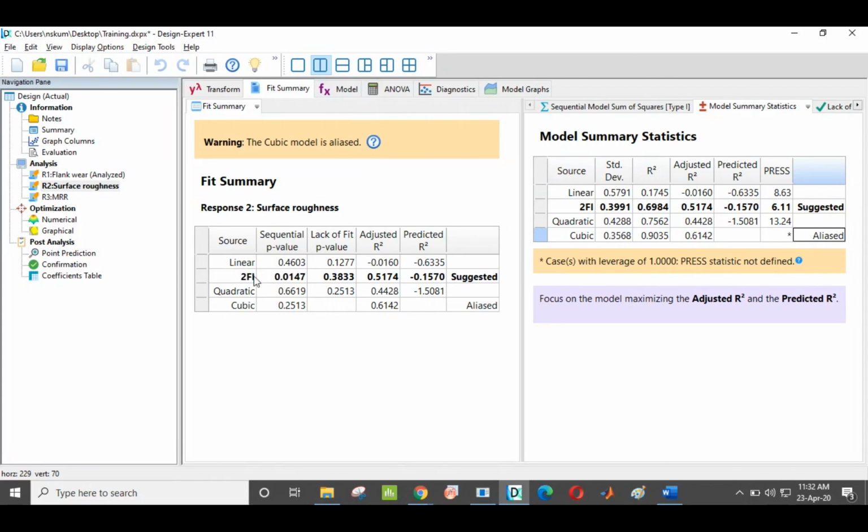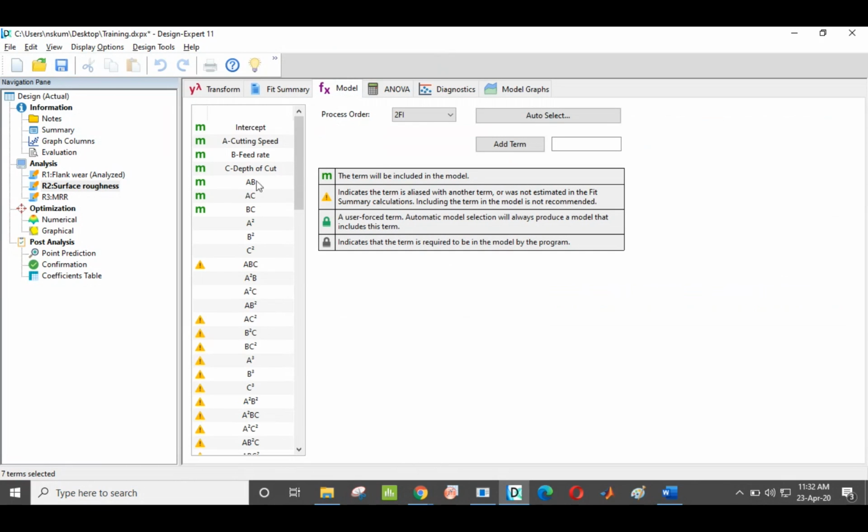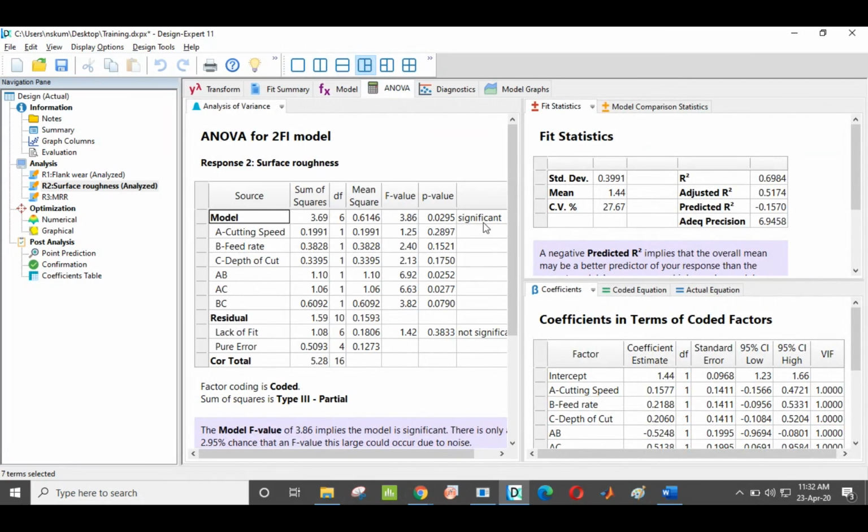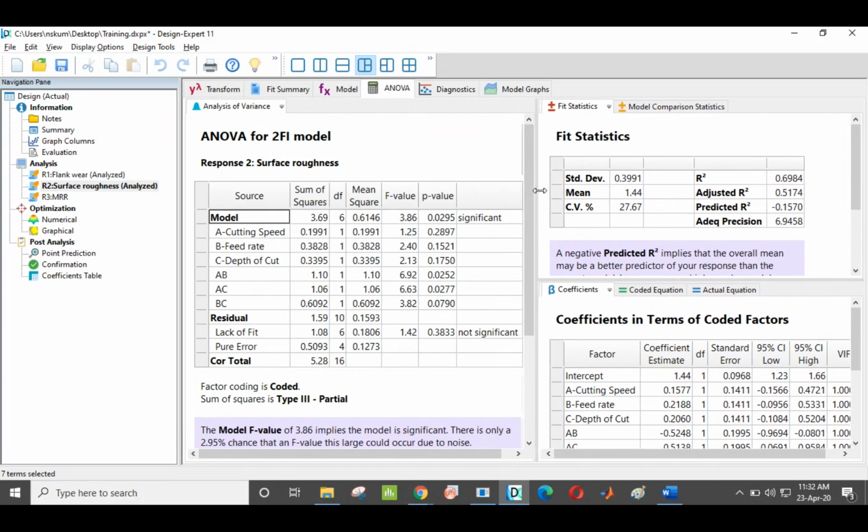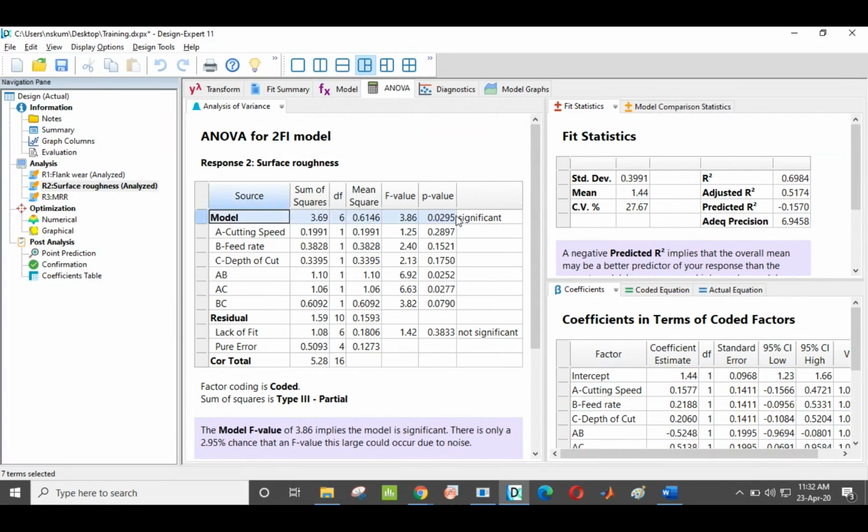So I am going with 2FI. Whatever is suggested, it takes. So ANOVA. Here you can see a perfect model is being fitted. Here you can see the model is significant. The model comprises the 3 inputs and their interaction effects, and the lack of fit is non-significant. So this model is a fitted one.